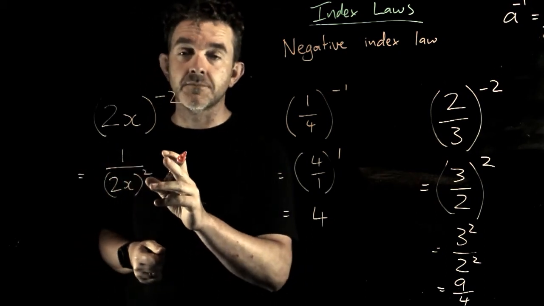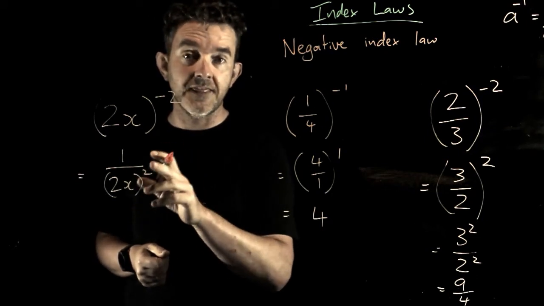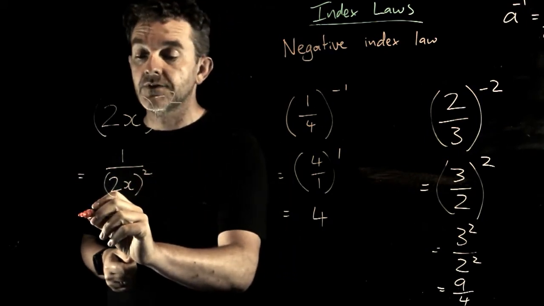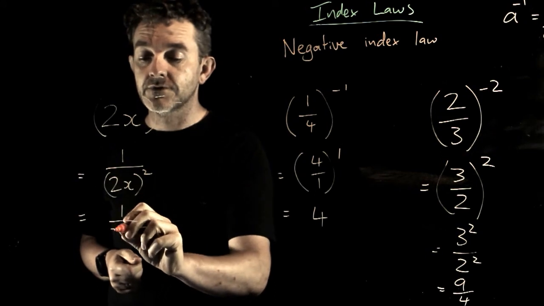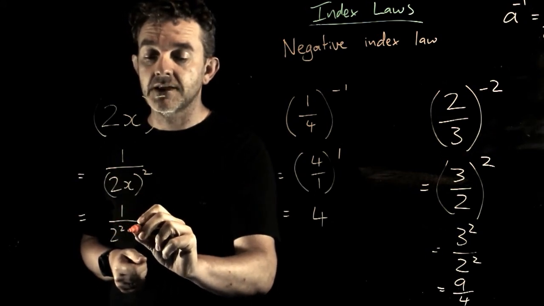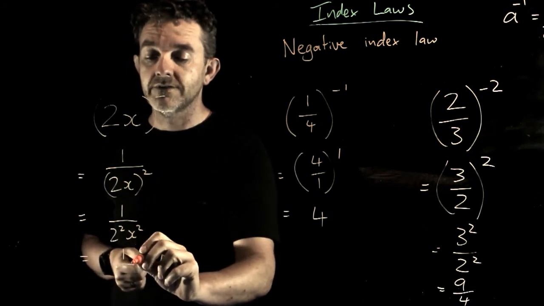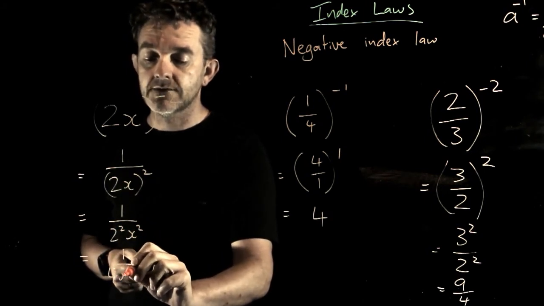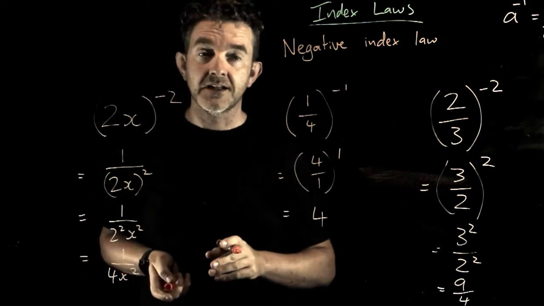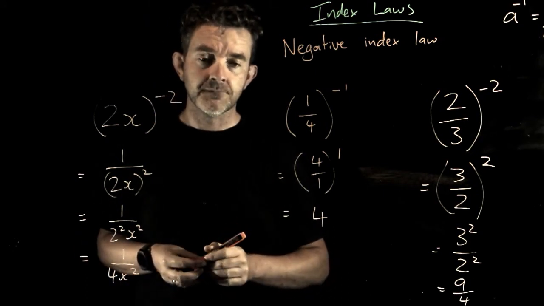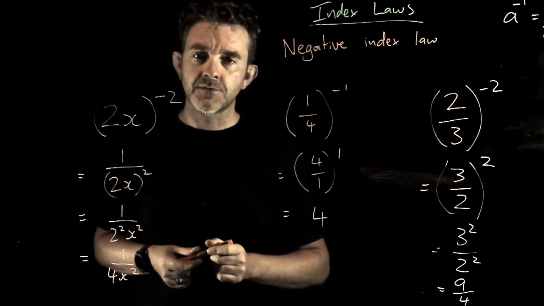And again, I've got a power outside a set of brackets. I've got to apply that power to both of those things. So that's going to be equal to 1 over 2 squared times x squared, which is equal to 1 over 4x squared. And that's my answer there. It's all I can do for that. Right, are there any other examples I can give you?